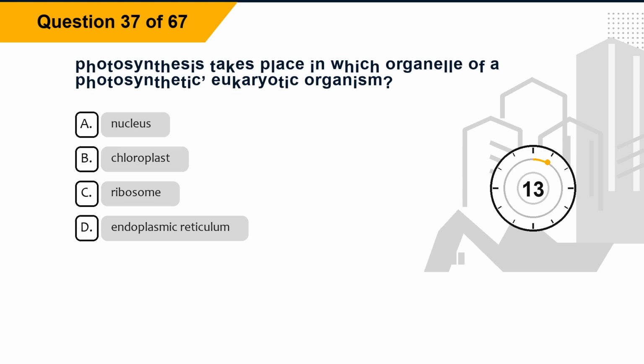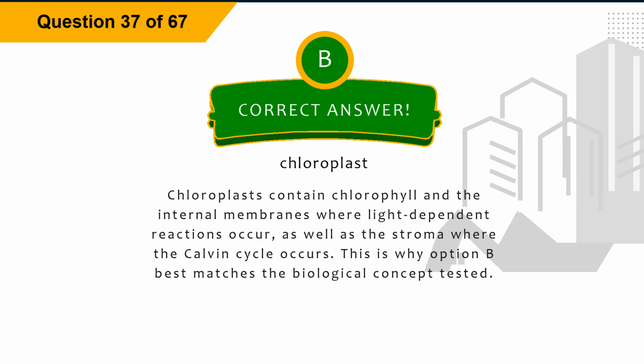Question 37. Photosynthesis takes place in which organelle of a photosynthetic, eukaryotic organism? Option A, nucleus. Option B, chloroplast. Option C, ribosome. Option D, endoplasmic reticulum. The correct answer is option B, chloroplast.